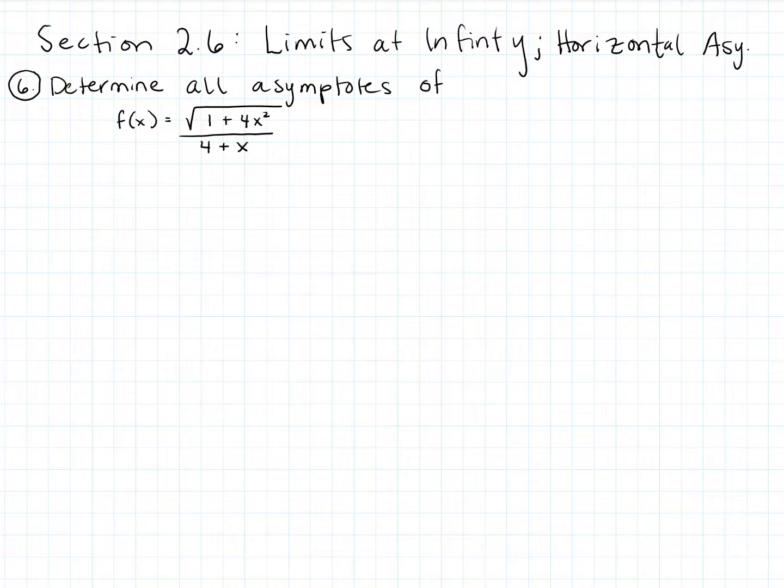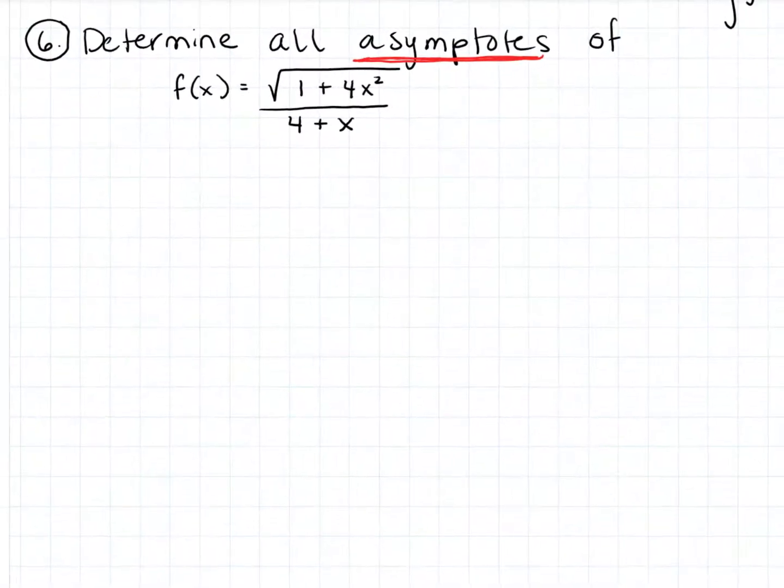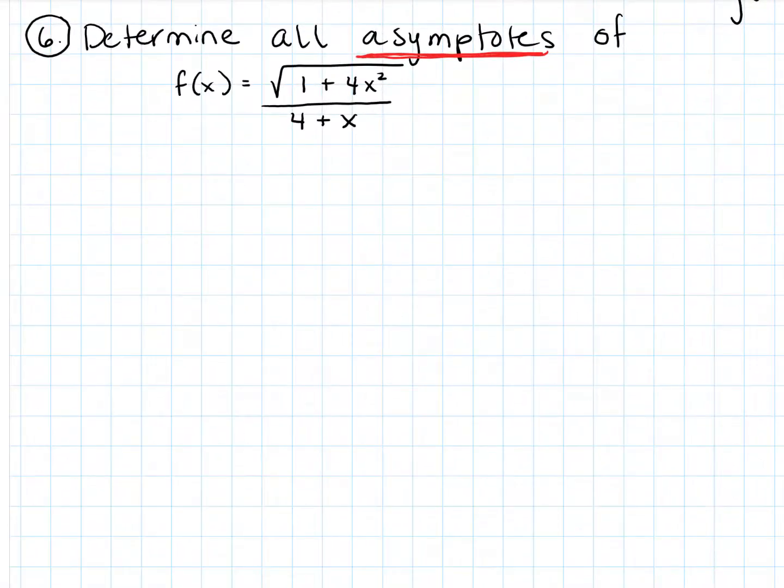In this particular example, let's determine all the asymptotes of this function. We've got a function, the square root of 1 plus 4x squared over 4 plus x. And we want to find not just the horizontal asymptotes, but all of the asymptotes. So here's a little piece of review. When we talk about asymptotes, we've got our vertical asymptotes. That's where we have infinite behavior of the function. So let's look at our vertical asymptotes.